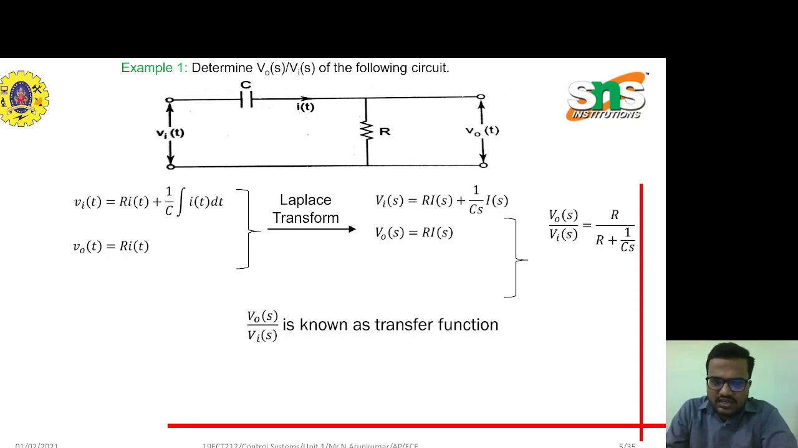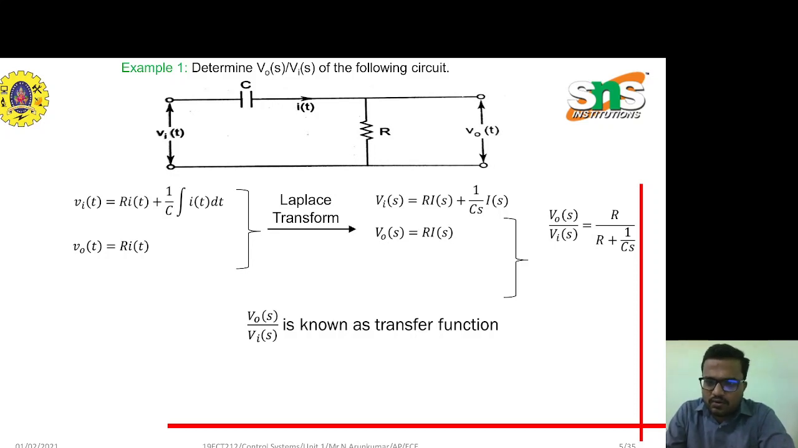Next is the output signal. The output signal is nothing but R i of t. It can be converted into a Laplace transform: Laplace transformation of v i of t gives V i of s, and the Laplace transformation of the output voltage gives V naught of s, so that we get R I of s plus 1 by Cs I of s. Like that we get R I of s.